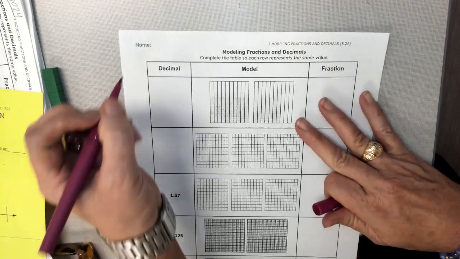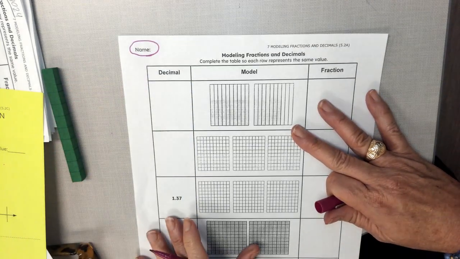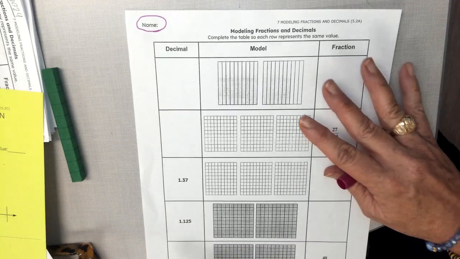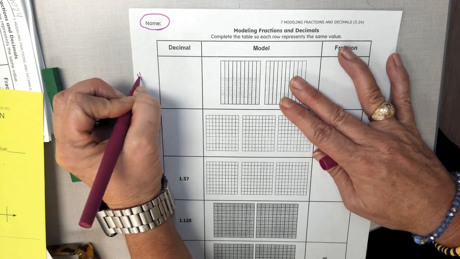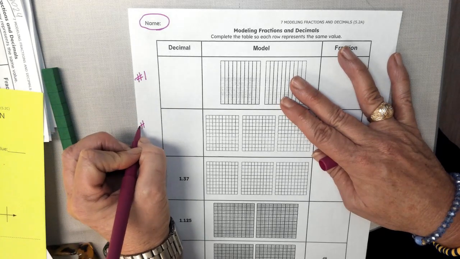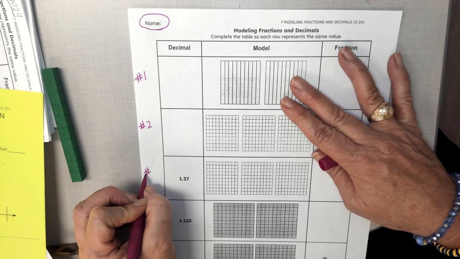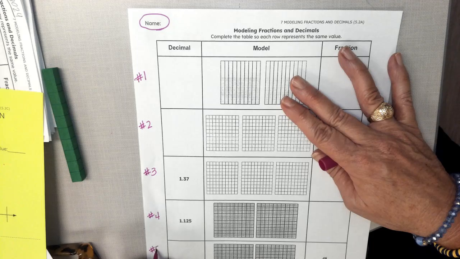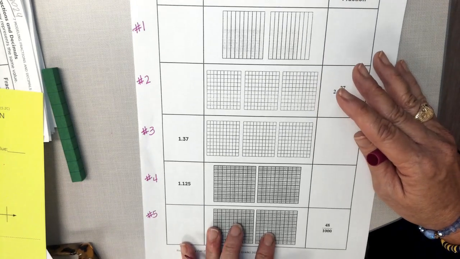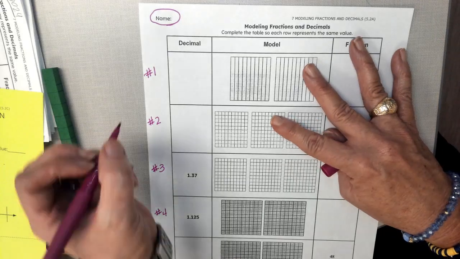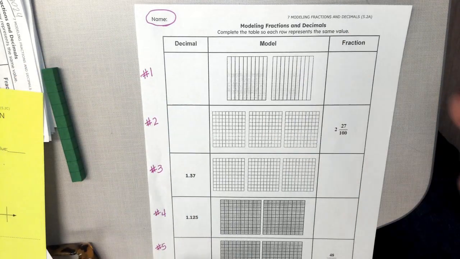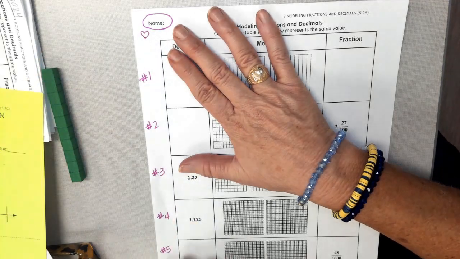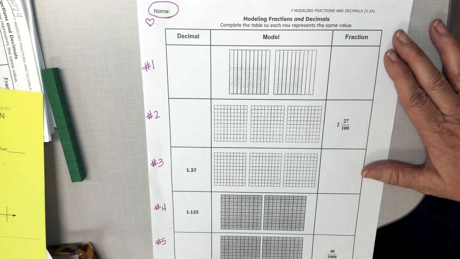When you get your paper, the first thing that I want you to do is put your name on it. Please put your name on it so I know who this paper belongs to. And the next thing I want you to do is number them. So this is going to be problem number 1, problem number 2, problem number 3, problem number 4, and problem number 5. I know that you will have listened to this paper and followed these directions, because if you have done that, you're going to put a little heart right here. That's going to be my little signal that you were following directions.